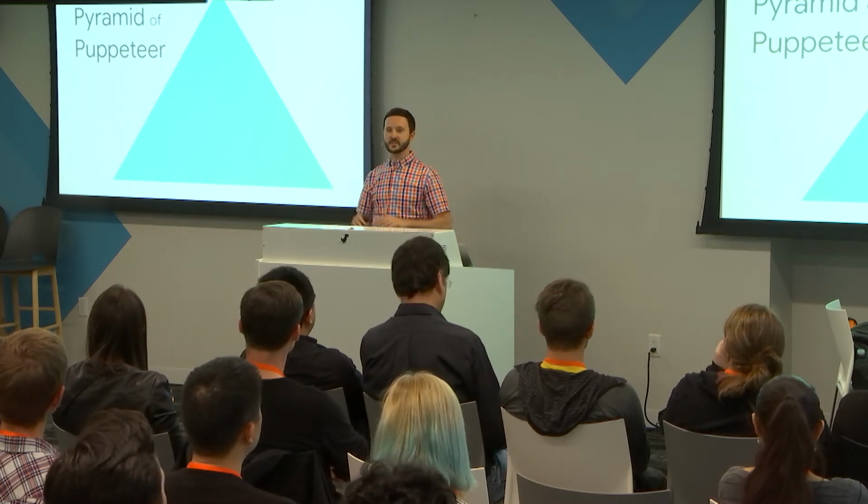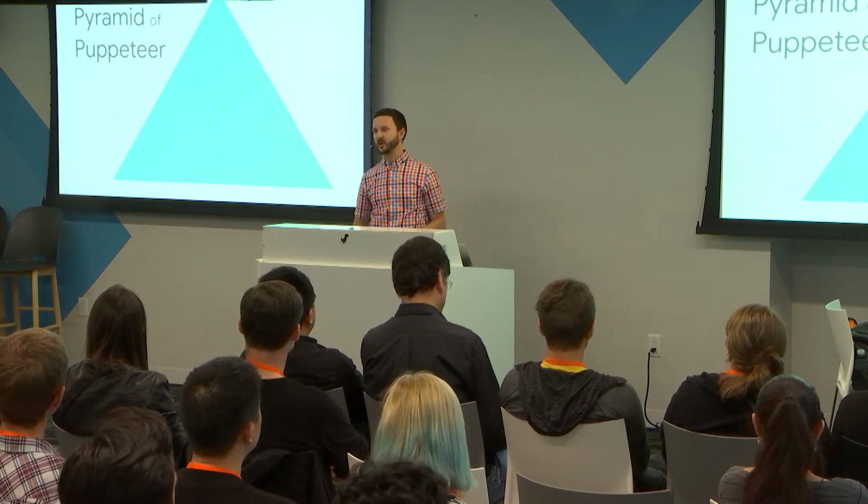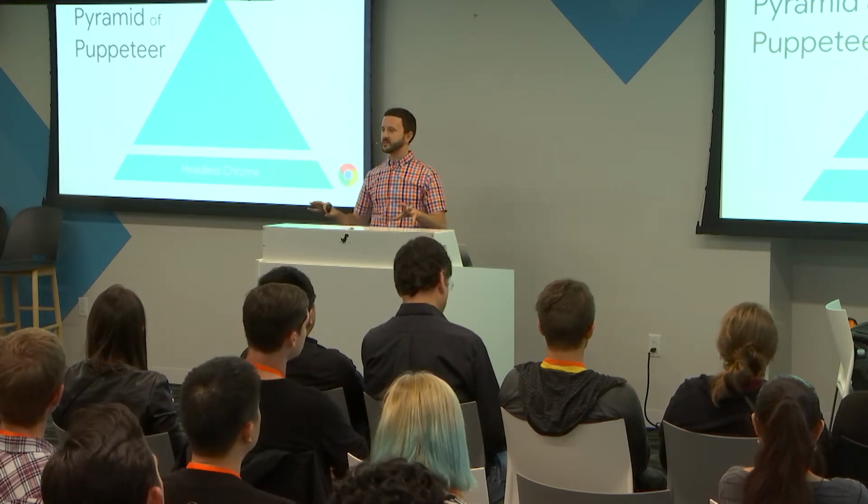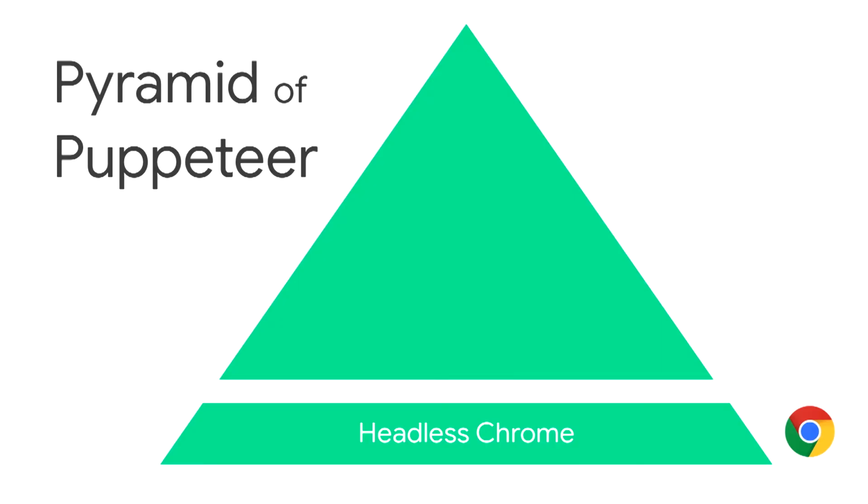So in order to break this down today, let's go through the architecture of where all this stuff fits in. This is the pyramid of Puppeteer. At the very bottom of our architecture is just going to be Chrome. It's going to be Headless Chrome, the browser itself.